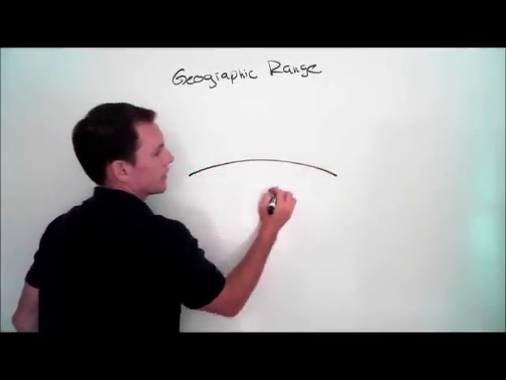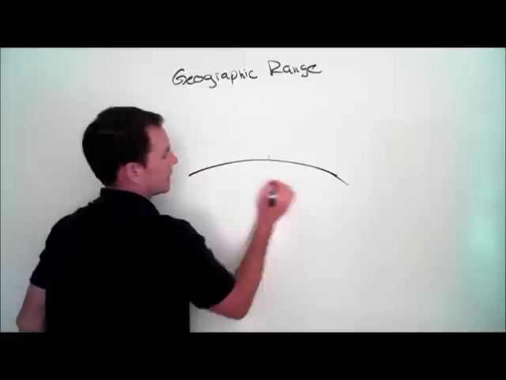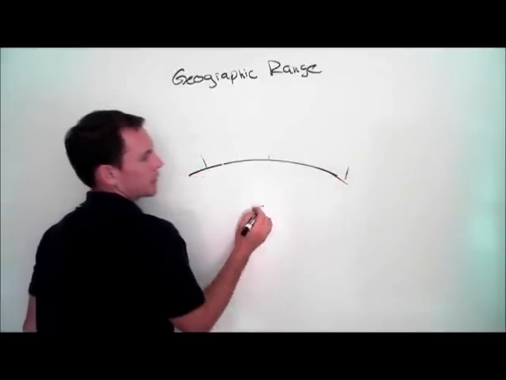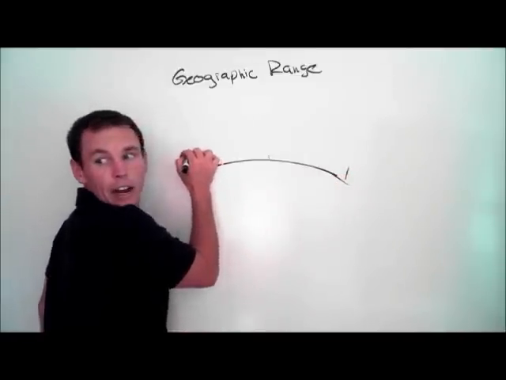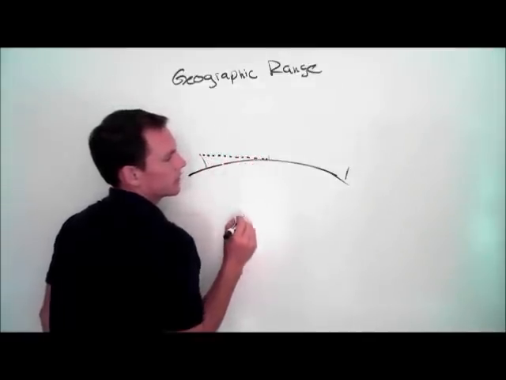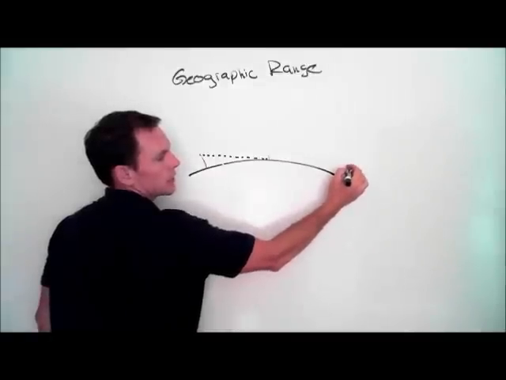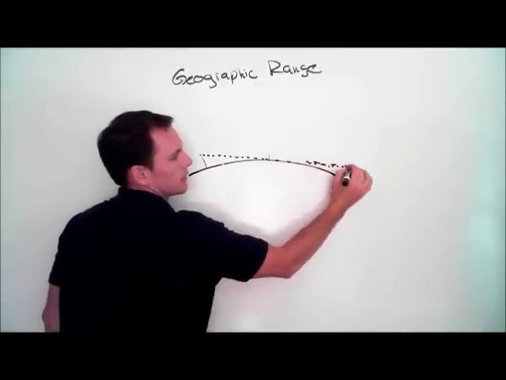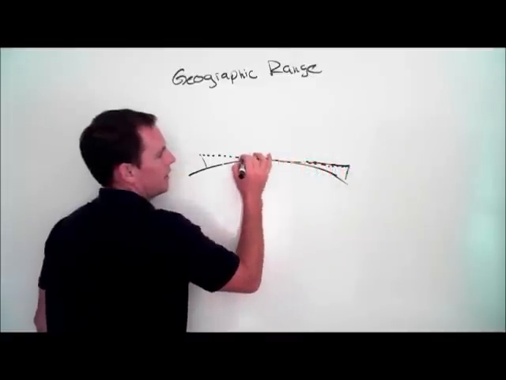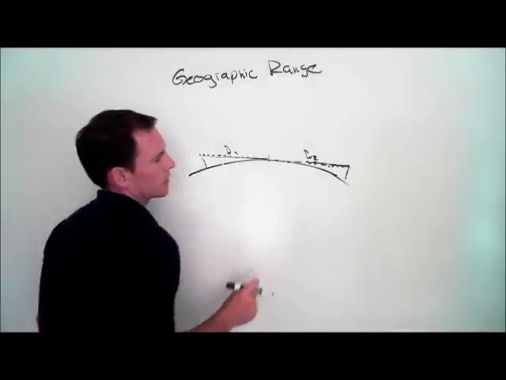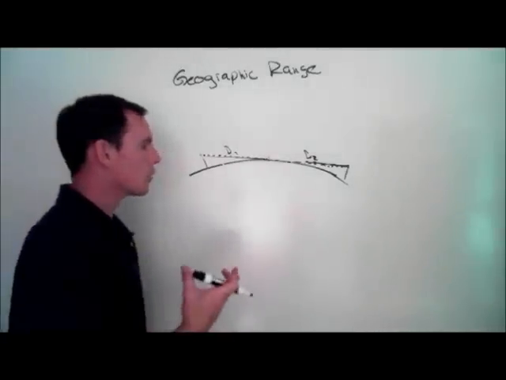Here's the curvature of the Earth. Here's the horizon. Here's the height of your eye. Here is the height of the object you're trying to observe. If your eye height is this tall, you have a certain distance you can see to the horizon. And if the object is this tall, it has a certain distance that it can be seen from. Here's a distance. Here's a distance.